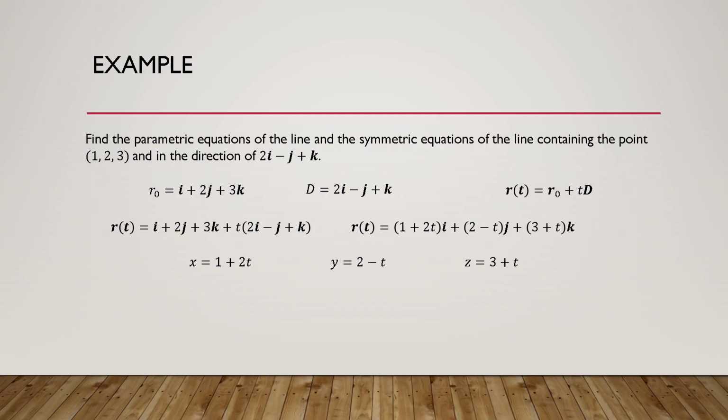Next, we solve each equation for t to get t equals (x minus 1) over 2, t equals negative y plus 2, and t equals z minus 3. This gives us the symmetric equations of the line: (x minus 1) over 2 equals negative y plus 2 equals z minus 3.